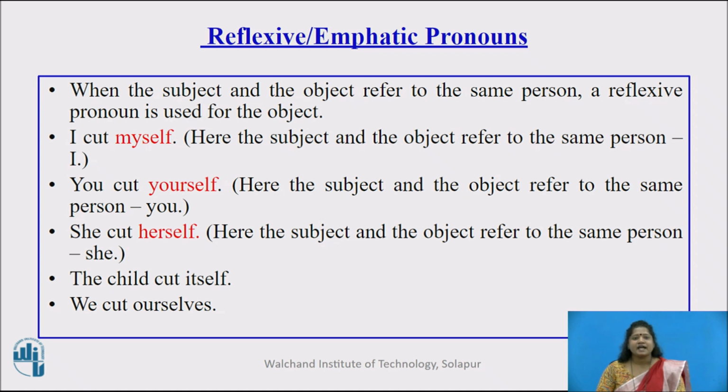For example, I cut myself. Here, the subject and the object refer to the same person, I. So, to give the emphasis, the reflexive or emphatic pronoun myself is used. In the sentence, you cut yourself. Here, the subject and the object refer to the same person, you. In the next sentence, she cut herself. Again, the same thing is there. Even we can use the reflexive or emphatic pronouns in the following ways. For example, the child cut itself, or we cut ourselves.